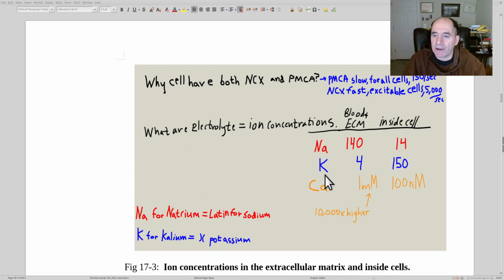With potassium, it's about the opposite. It's about 10 times higher inside the cell than outside the cell. And calcium's 10,000 to 15,000 times higher in concentration outside the cell. Okay, that's why we always got to pump against the gradient.